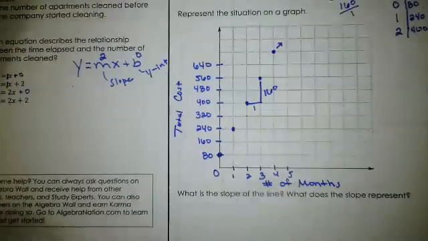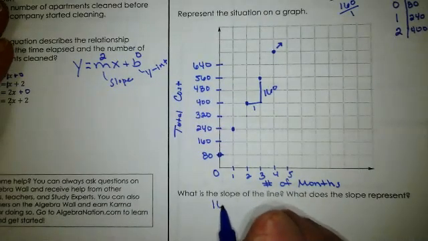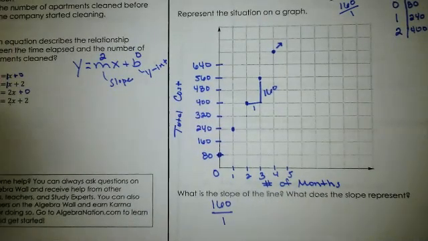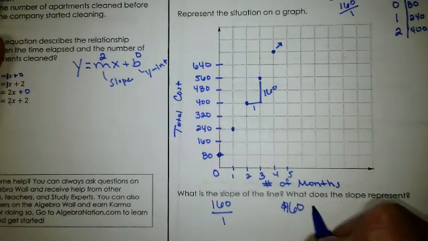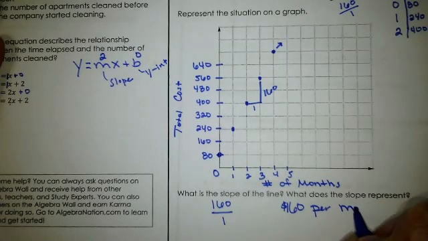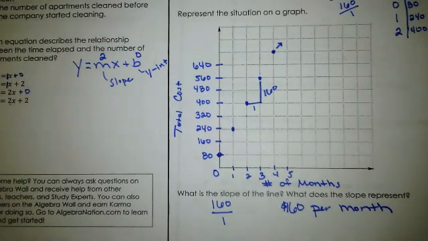What was the slope of this line? The slope is 160 over 1. What does it represent? It was $160 per month. So each month costs $160.